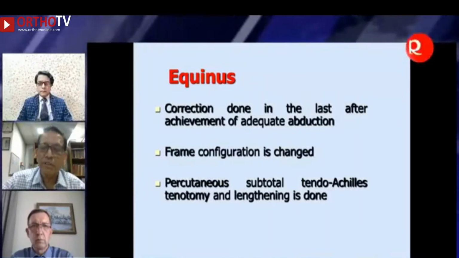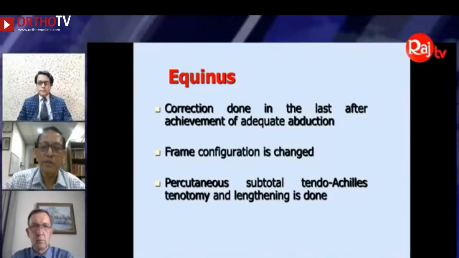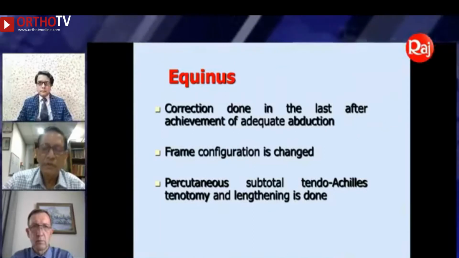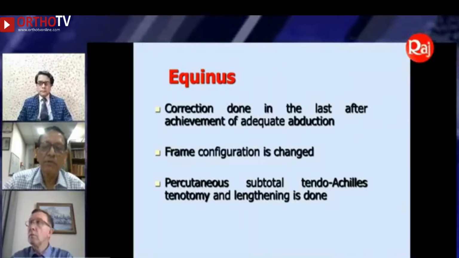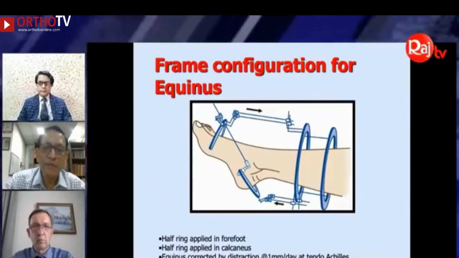Frame configuration is changed now. Then we do the percutaneous subcutaneous tenotomy, or usually we are doing the VY plasty. We can do the tendo Achilles lengthening at the rate of 1 millimeter per day. So this is the model of that.